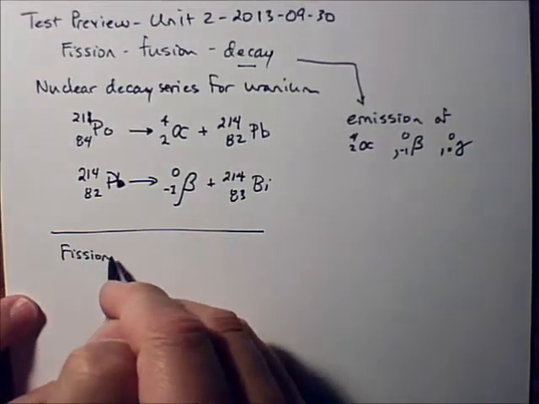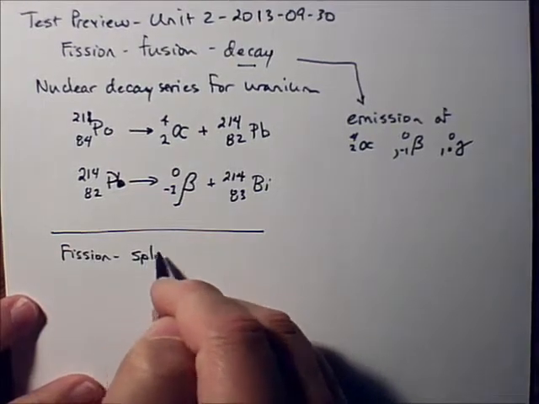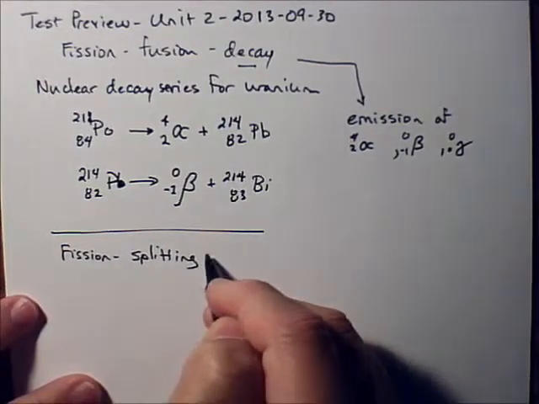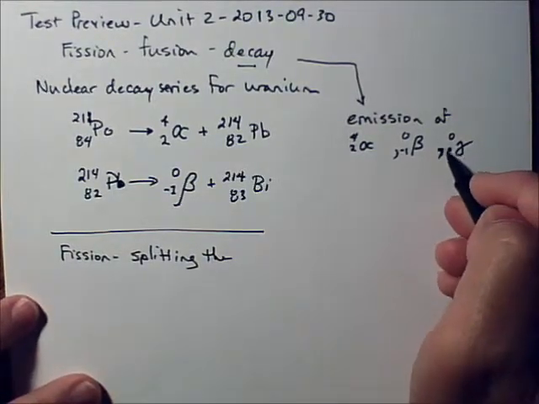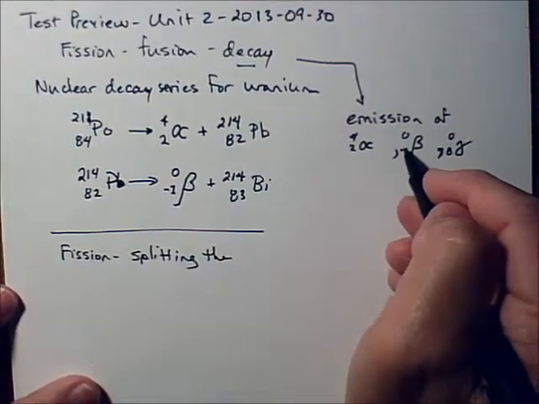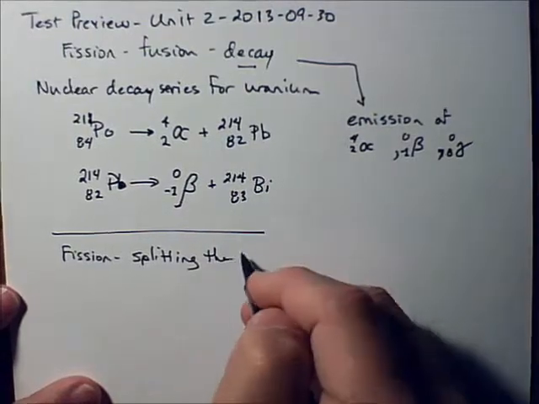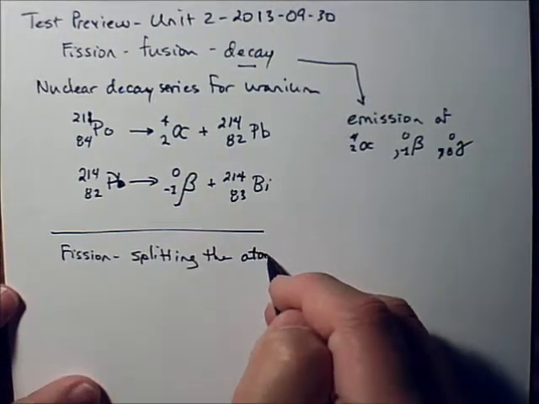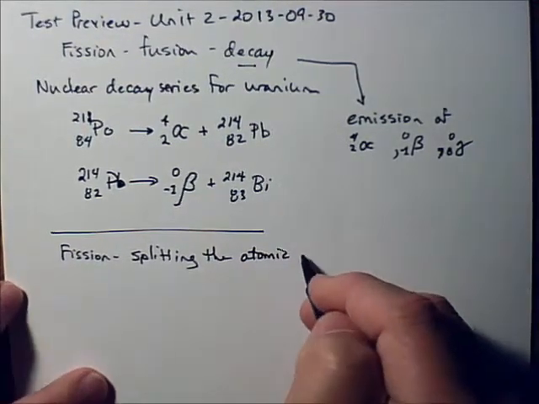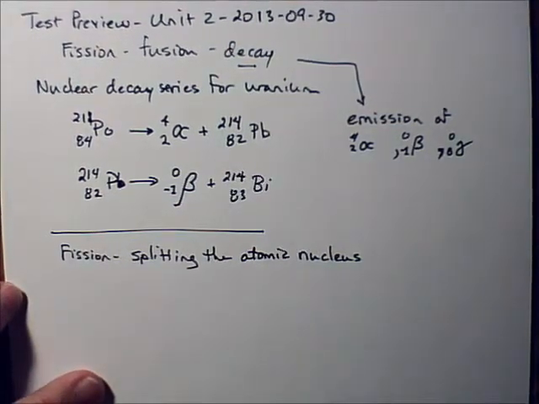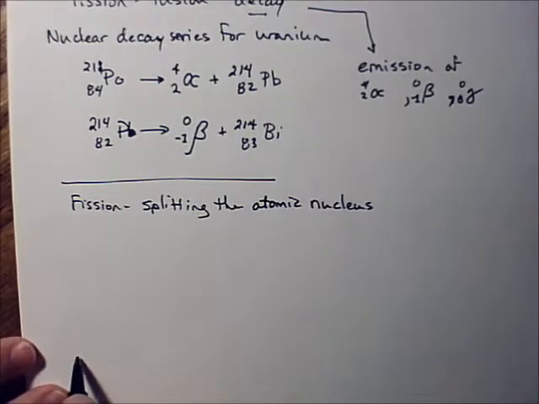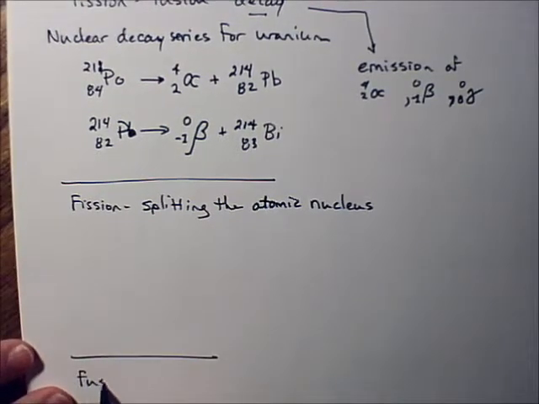Fission is splitting. Zero, zero. That's a comma right there, zero, zero. It's a negative one here. Splitting the atomic nucleus. They call it splitting the atom sometimes, but it's really the nucleus of the atom we're splitting. Okay? Then fusion.